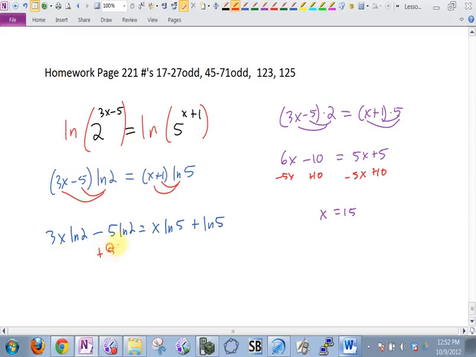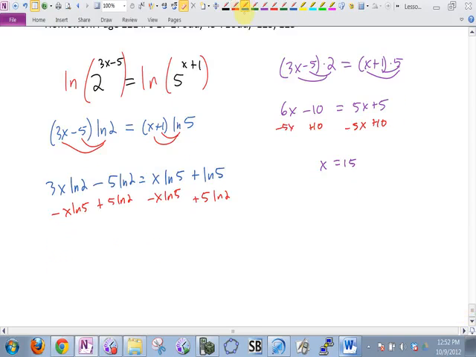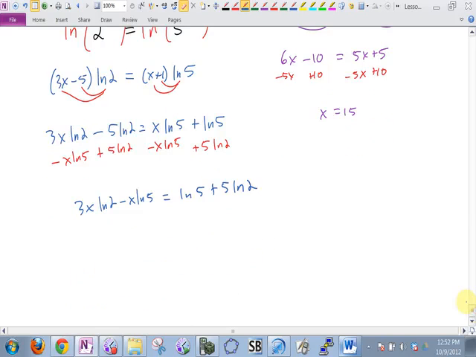Yeah. How about we add a 5 natural log 2 to both sides? And how about we subtract an x natural log 5 from both sides? Now, the only problem is, in reality, technically, are these like terms that can be combined? No. So I have to write 3x natural log 2 minus x natural log 5. And are these like terms that can be combined? No. So I'm going to have to write natural log 5 plus 5 natural log 2. Okay, great. I really wish these had been like terms so I could just combine them. But technically they're not. But what is combining like terms actually equivalent to?